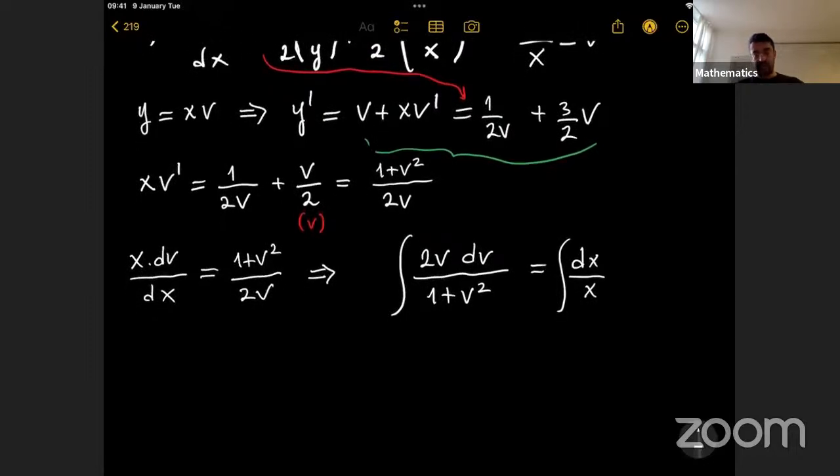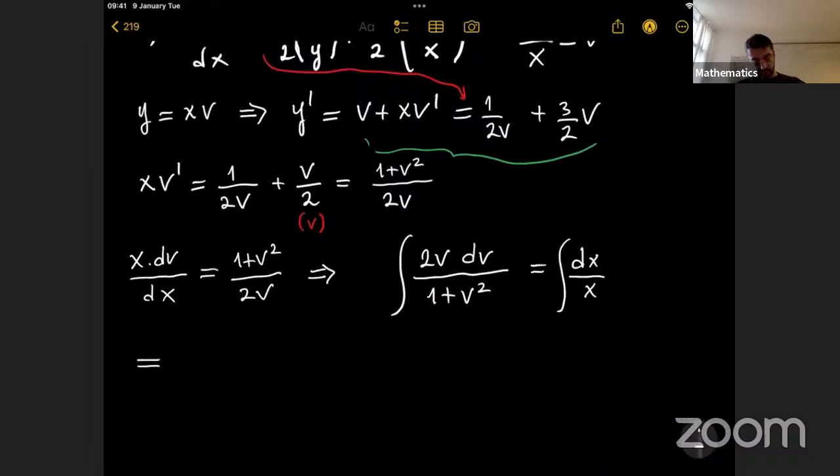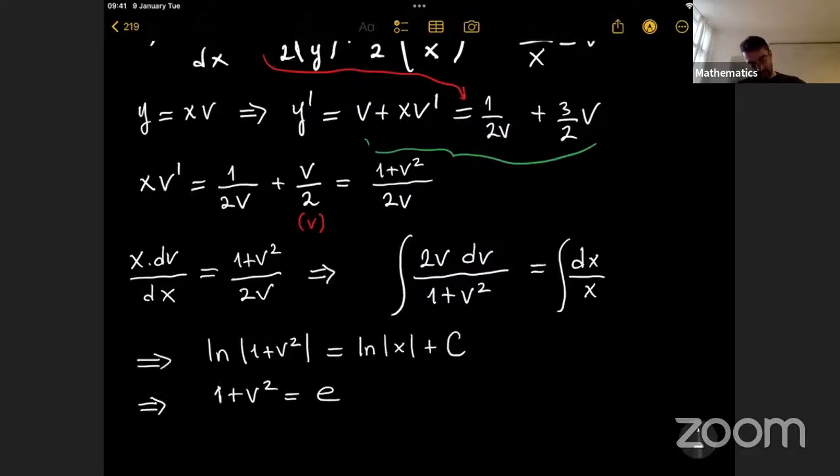Well, the nice thing is these integrals are easy to compute. The left-hand side is basically ln(1 plus v squared), right? You can do the basic substitution to do that. The right-hand side is ln of the absolute value of x plus a constant. So we simply take the exponential of both sides. We get 1 plus v squared is equal to e to the ln of the absolute value of x plus c. So it's going to be x times e to the c.